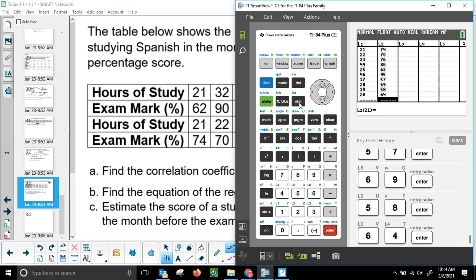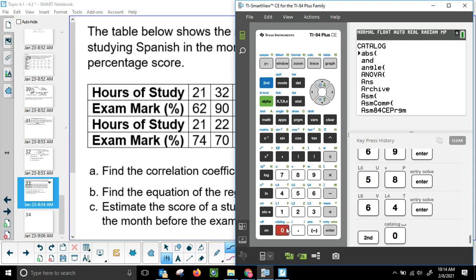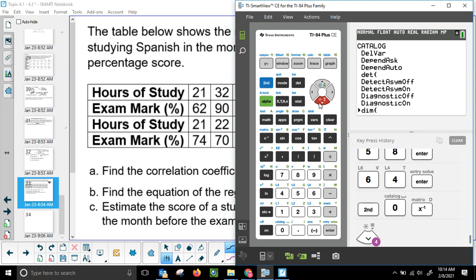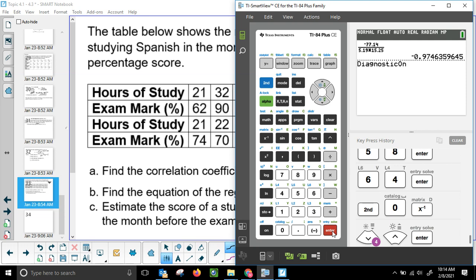Now there is one thing that you need to do for your calculator to give you all of the information that we want. There's a couple of ways that you can do this. I like to just hit second 0 to go to my catalog, which has every single command that your calculator can do. If you hit D, it'll take you to the D's. What you want to do is go down to diagnostic on, hit enter. It'll take it out to your main screen. You need to hit enter again. It will say done. So now you've turned your diagnostics on.